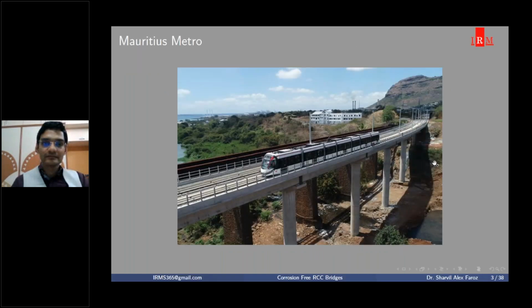So this is the Mauritius Metro. As you can see, this metro line passes through a coastal area, which is a marine environment. It also passes through an industrial belt in the country, which means it is also exposed to industrial attacks. It is exposed to marine attacks, and also the substructure of the bridge or the viaduct is subjected to attacks from the ground. So all of these effects have to be considered for this kind of project. With this in context, I will show you how we can implement similar projects in our country also.